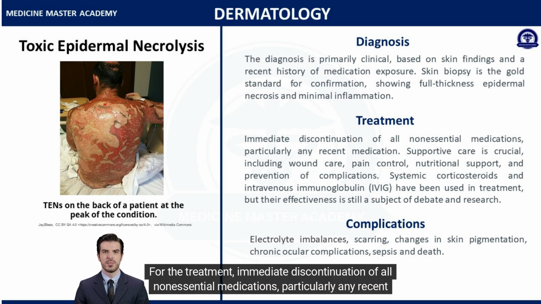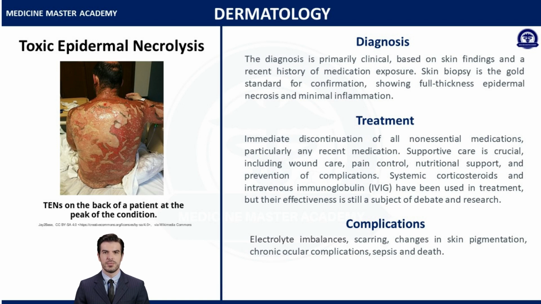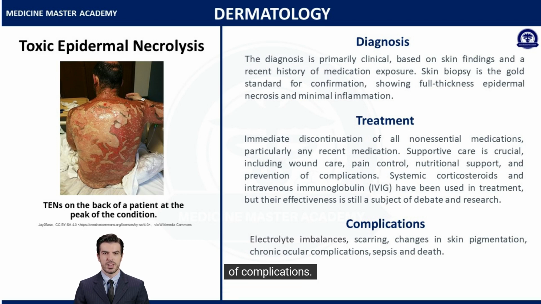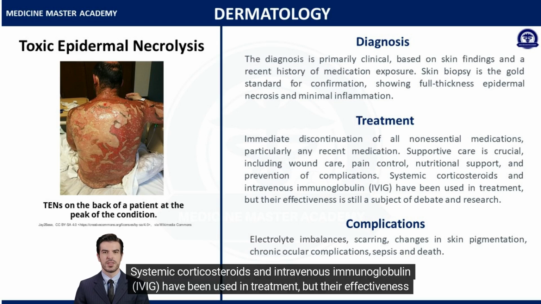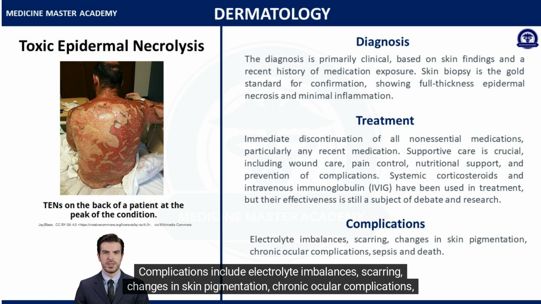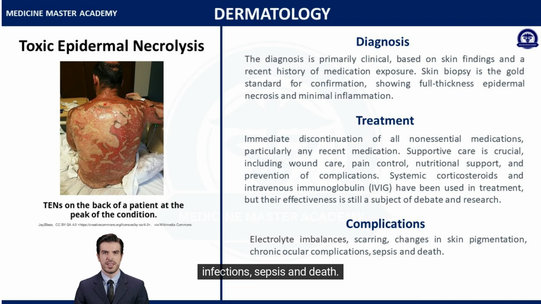For the treatment, immediate discontinuation of all non-essential medications, particularly any recent medication, is mandatory. Supportive care is crucial, including wound care, pain control, nutritional support, and prevention of complications. Systemic corticosteroids and intravenous immunoglobulin (IVIG) have been used in treatment, but their effectiveness is still a subject of debate and research. Complications include electrolyte imbalances, scarring, changes in skin pigmentation, chronic ocular complications, infections, sepsis, and death.